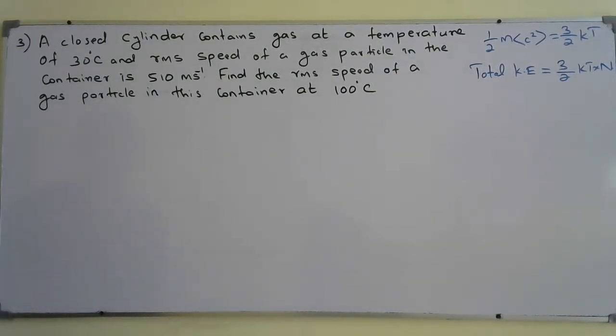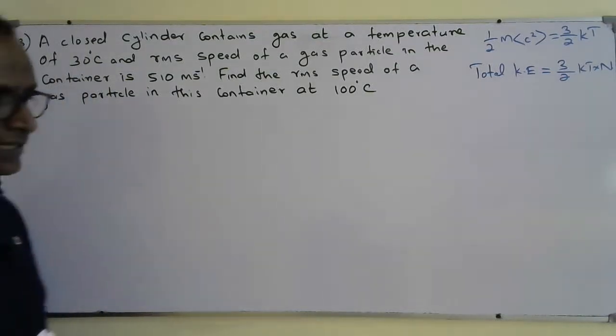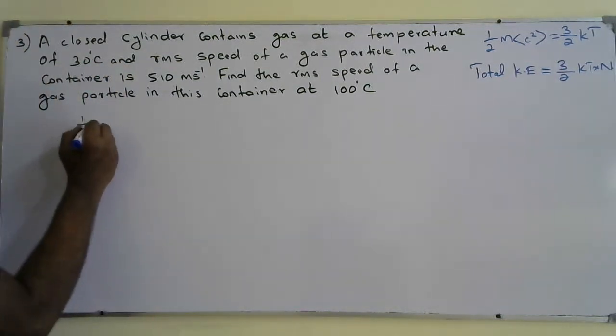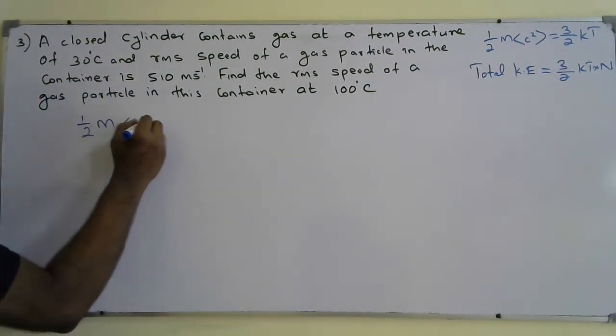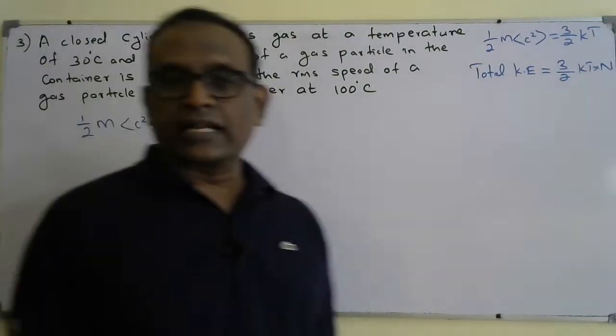Okay, so the third question. A closed cylinder contains gas at a temperature of 30 degrees Celsius, and the r.m.s speed of a gas particle in the container is 510 meter per second. Find the r.m.s speed of a gas particle in this container, that means in this cylinder, at a temperature of 100 degrees Celsius. Okay, so we know that half m c squared, where c squared is the mean square speed, square root of it gives the r.m.s speed.